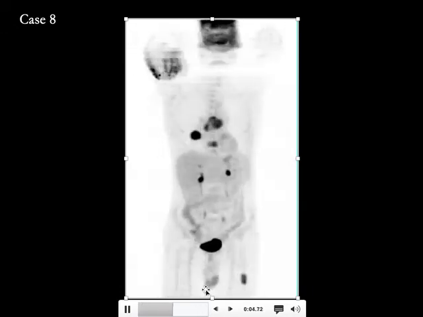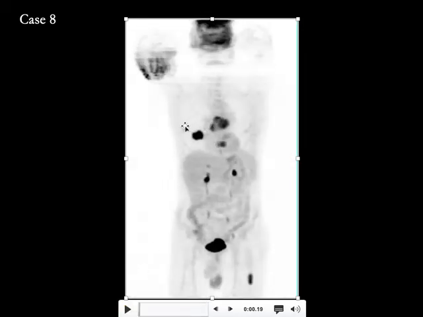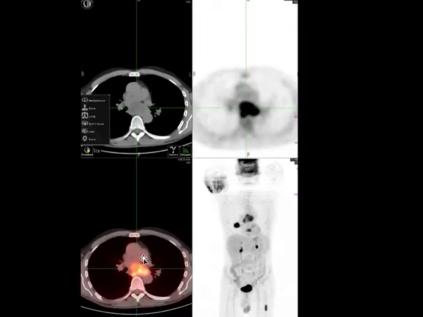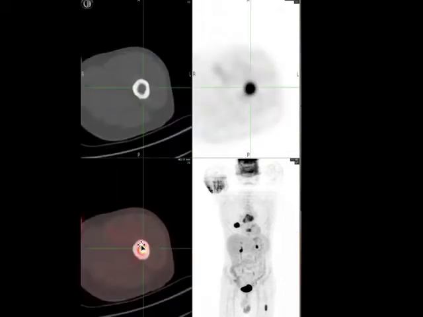Another patient with stage 4 lung cancer. Here's the primary in the right lung. Metastatic disease in the subcarinal region, and a focus involving one of the vertebral bodies and the left proximal femur, consistent with bone metastases. Primary is seen here on the fused image. Subcarinal lymphadenopathy is seen here. Vertebral metastases and the left proximal femoral metastases.